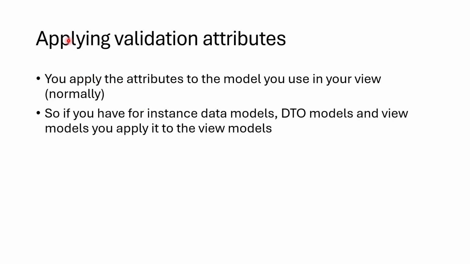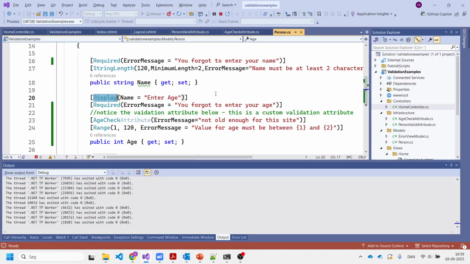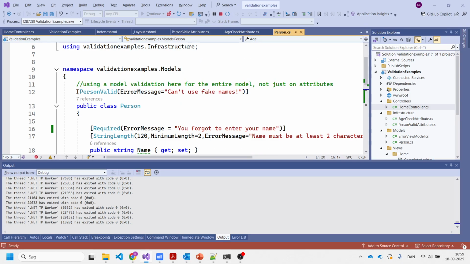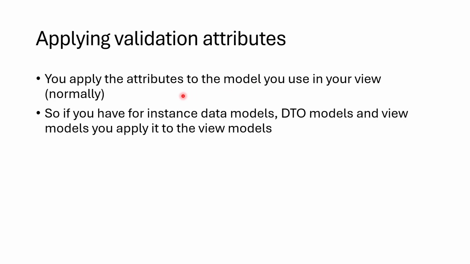Okay, so as I showed you, we apply the validation attributes to the model you use, either to the class or to the individual properties. I didn't show you the class, but this one also has an attribute on it. We'll get back to that. What's important is that you apply the attributes to the model you use in a view. So you may have several models like data models, DTO models, but it's always the model you use in a view. We'll get back to that in the next video.